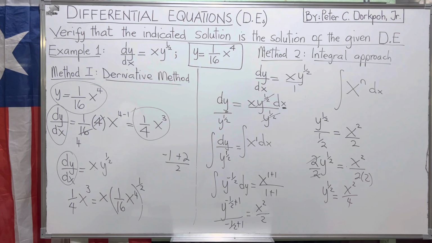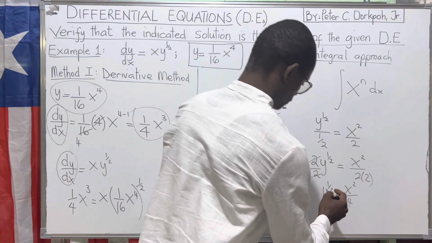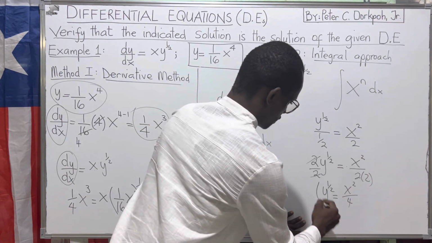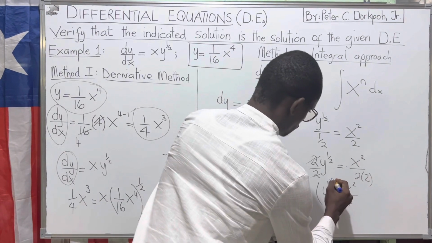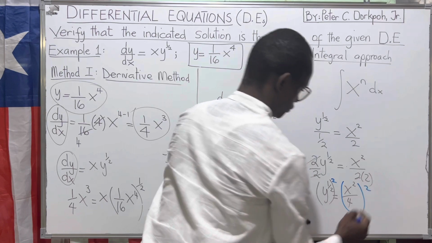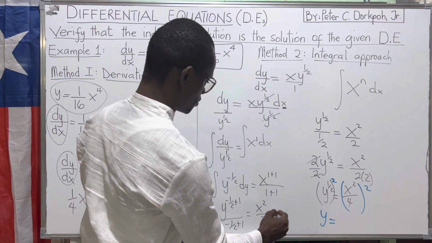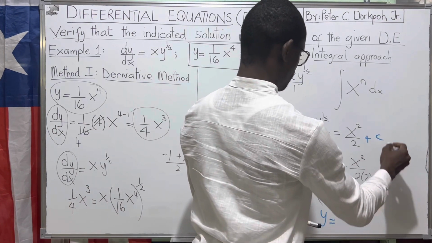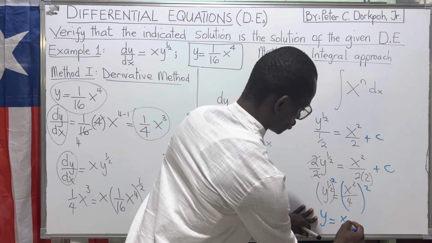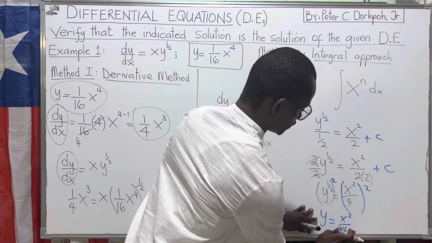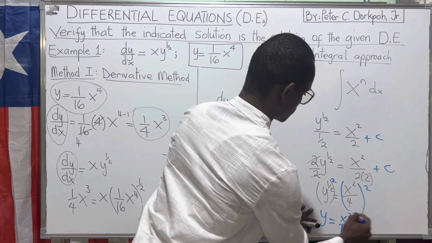So since we want to solve for y now, let's raise both sides to the power of 2. So our y now would just be, remember you have plus c. Don't forget it. So our y now would just be x to the second power all over 4 times 4, which is 16, plus some arbitrary constant.